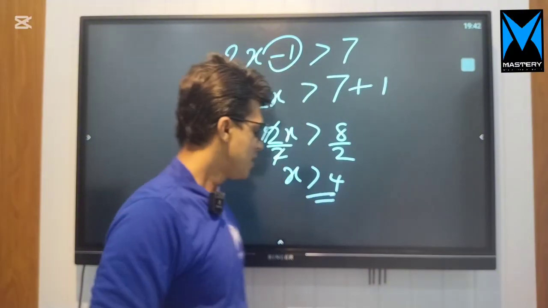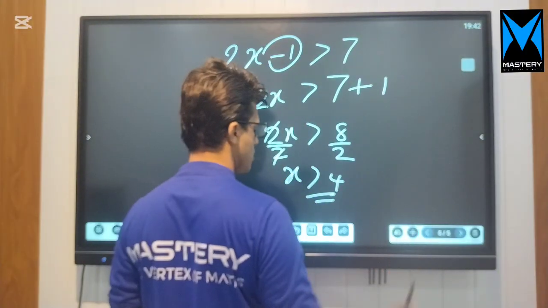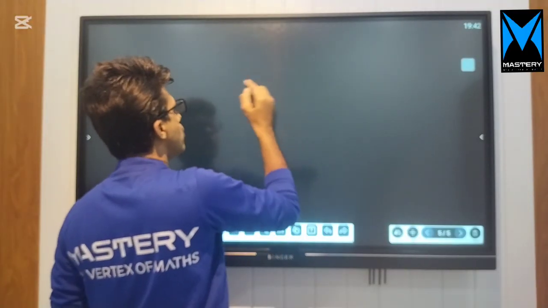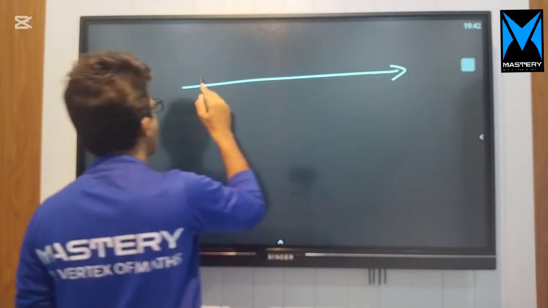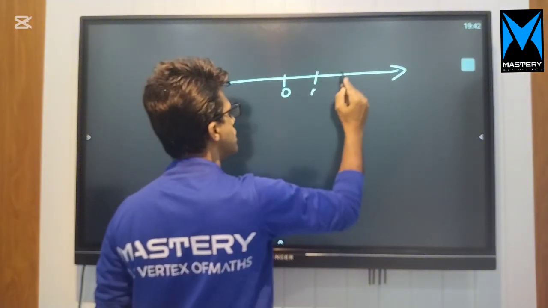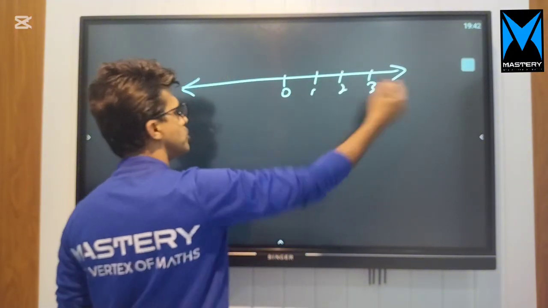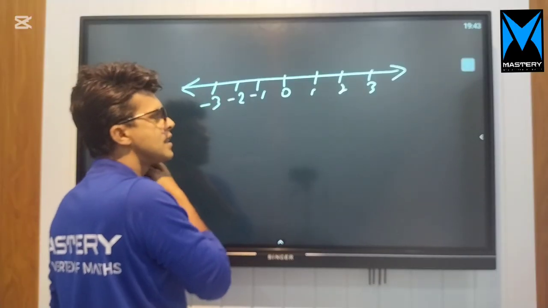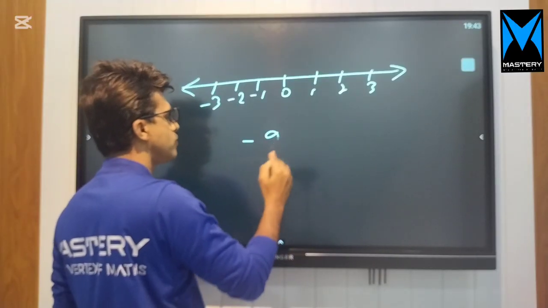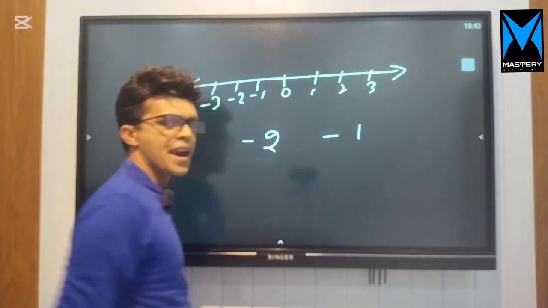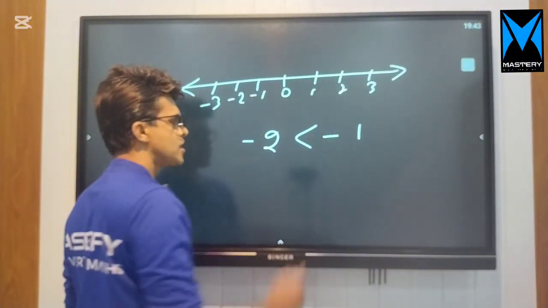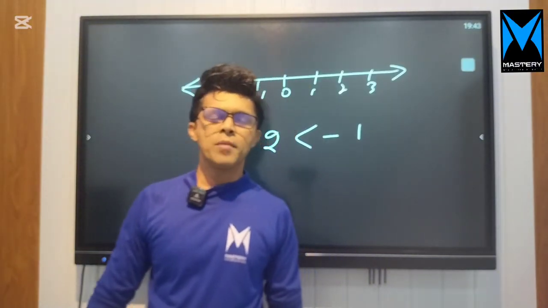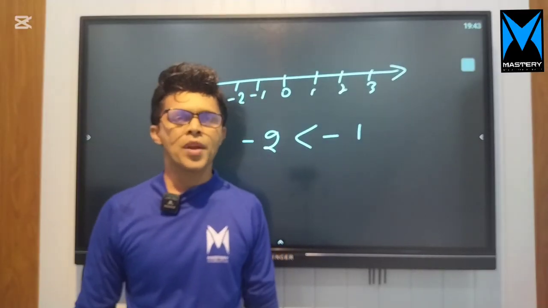But anyway, now when it comes to these types of inequalities, imagine the number line: 0, 1, 2, 3, and you could write more digits, negative 1, negative 2, negative 3 and so on. Think of minus 2 and minus 1. What's the greater digit here? The greater digit is minus 1. When you compare minus 2 and minus 1, the greater digit is minus 1.